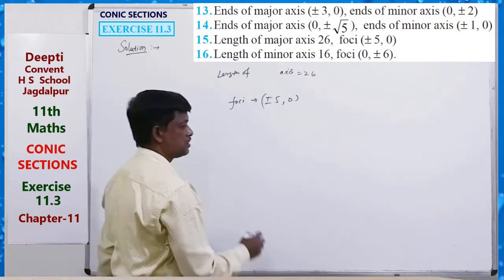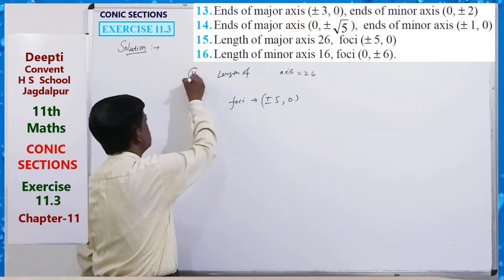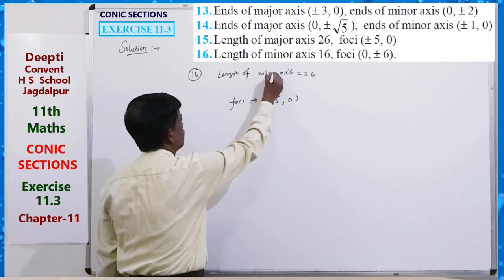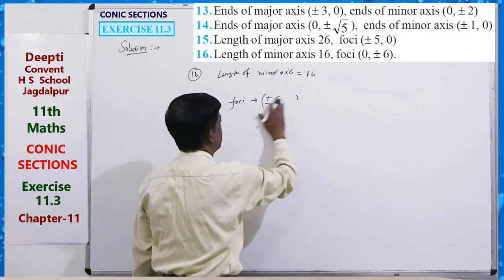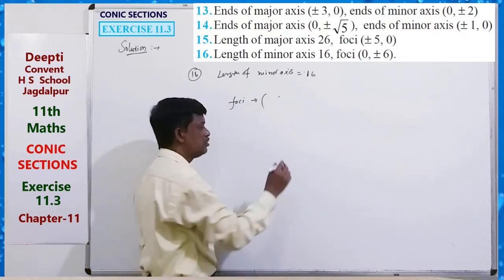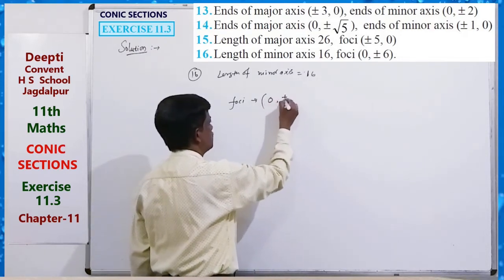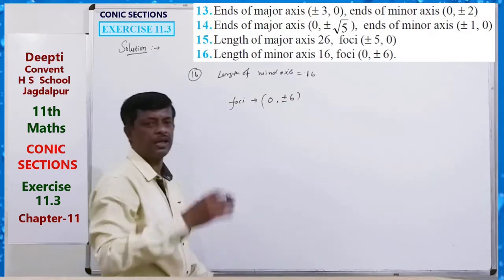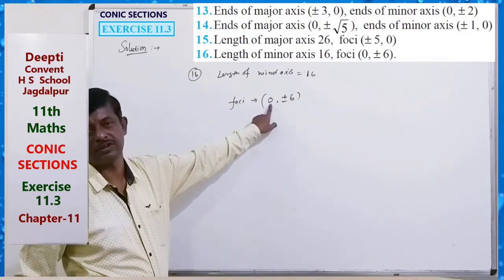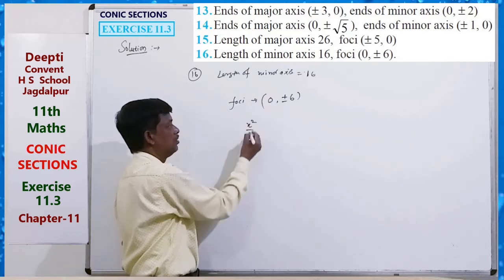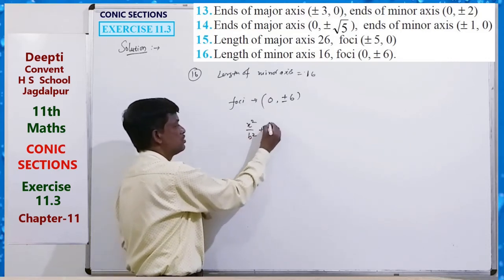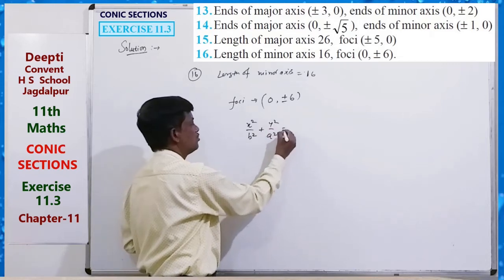Length of minor axis 16, and the foci are given as (0, ±6). So the foci lie on the y-axis, with x-coordinate 0. Since the foci lie on the y-axis, its equation will be x square upon b square plus y square upon a square equals 1.